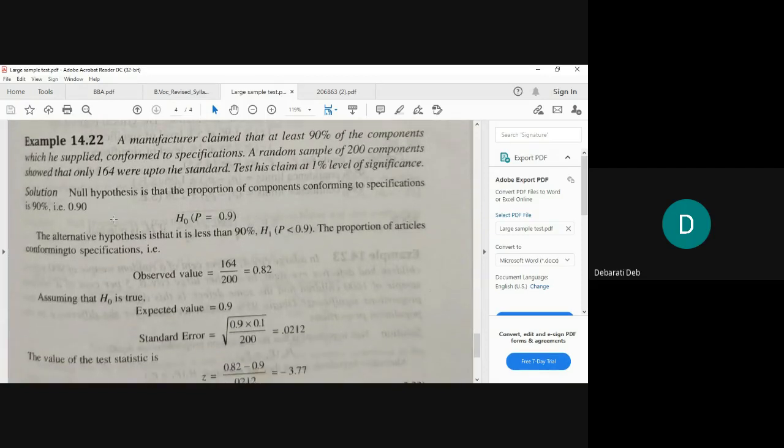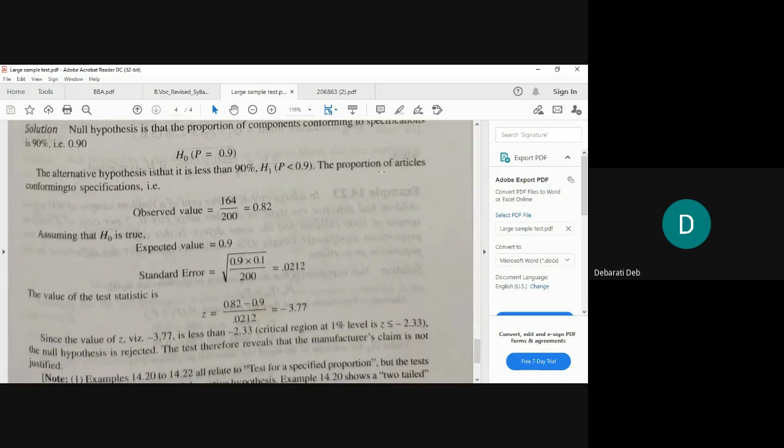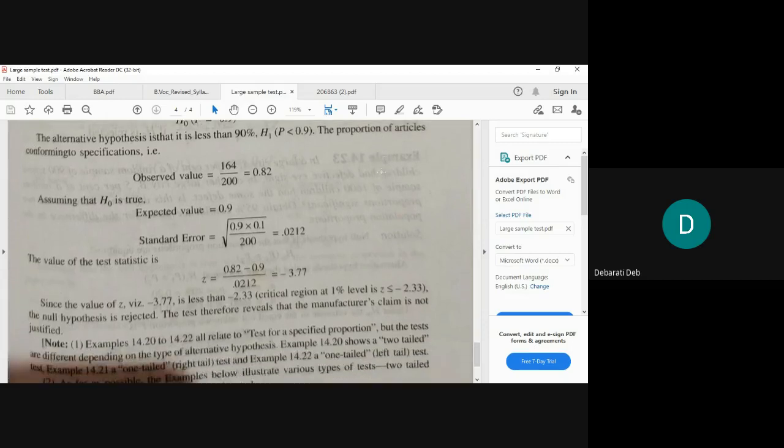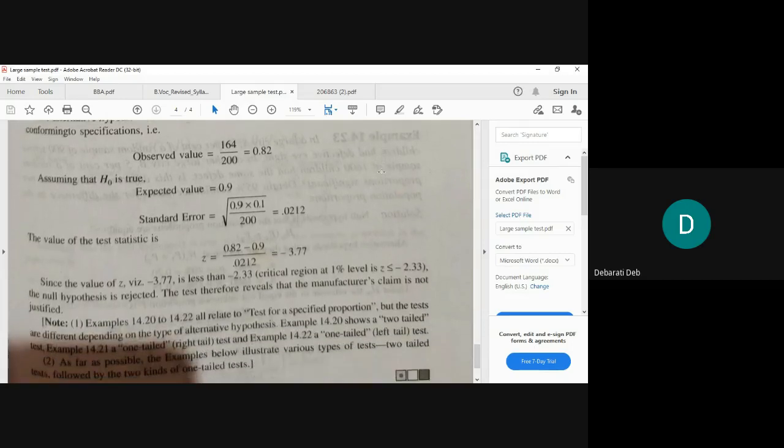Okay, so the alternative hypothesis is that it is less than 90%, and you will write H1 in brackets. You will write P less than 0.9. Now you calculate the observed value. Write down observed value, no need to write this line about the proportion of articles conforming to specification. Write observed value in the next line. Observed value is the real value which is given in your question. So it will be 164 by 200. This is the proportion which is given in your question. So you write 164 by 200.